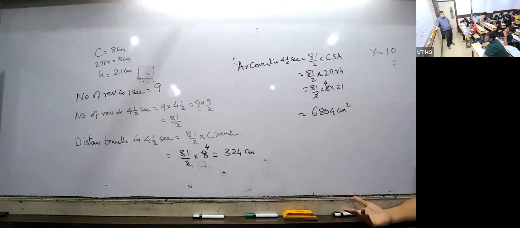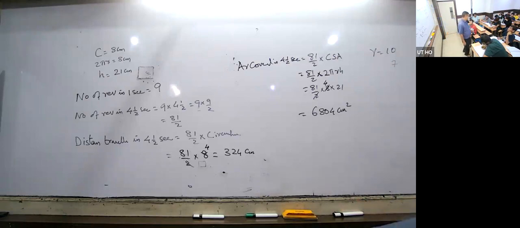So what is the shape of water? Cylinder. What is the radius? 10. What is the height of the water? 7 centimeters. Height of the cylinder is not given. How many surfaces are wetted? Only one? Wrong. The bottom base is wet and this area is wet. So it becomes base area plus CSA up to a height of how many centimeters? Height of the water. Understood or not?